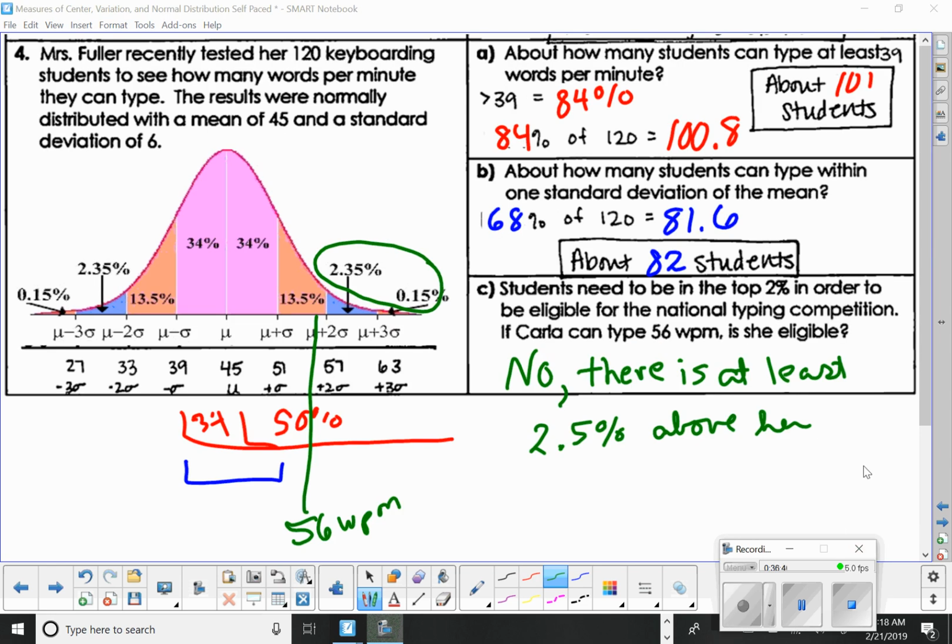Okay, check out this one. 84% of 120, that's when you multiply 0.84 times 120, you get 108, or 100.8, about 101 students. The next one, about how many students can type within one standard deviation, 68%, so 0.68 times 120, about 82. And then to be in the top 2%, we don't really have a way to find the top 2%, but if she's at 56, she's below the top 2.5%, so she's definitely not in the top 2%. Okay? Great job.